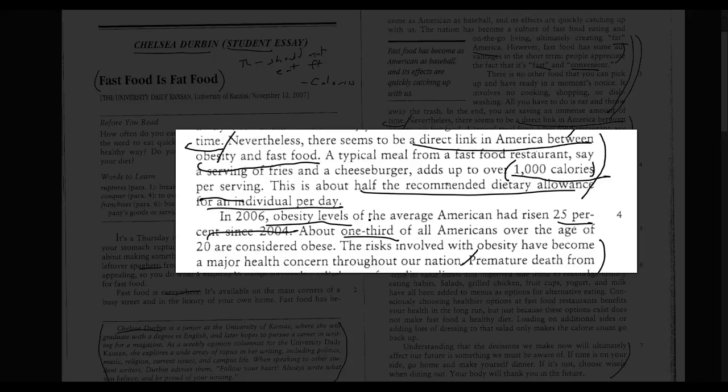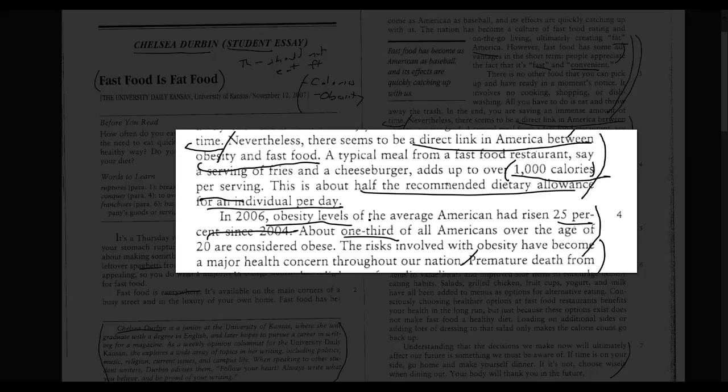And then down here she says in 2006 obesity levels went up to 25%, but 1/3 of Americans are obese. And she says there's a direct link in America between obesity and fast food. So she shows us that fast food has a lot of calories, and then she says obesity's gone up. When we're evaluating the argument, we want to look closely at that and ask, is that strong evidence? Does this prove to us that we should not eat fast food? Because that's what she's trying to do.